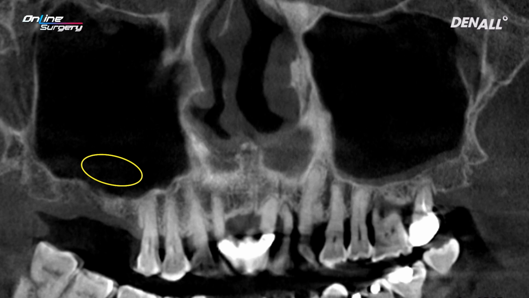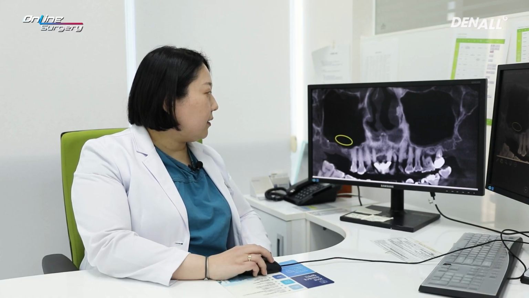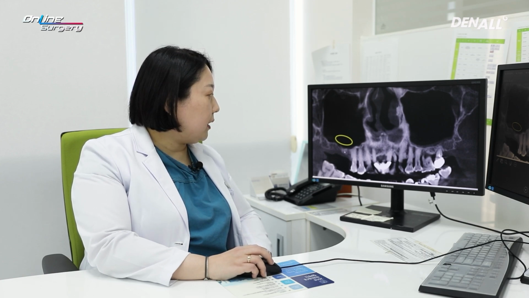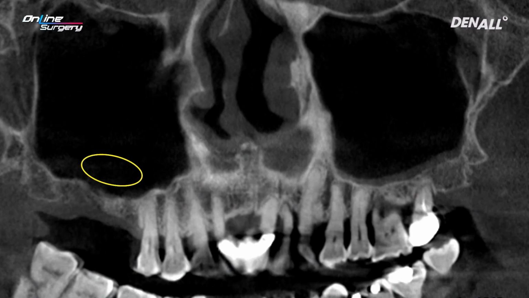Through the CT, patient's alveolar bone condition was confirmed. At the site of 16 and 17, teeth were lost. Due to the pneumatization in the maxillary sinus, the available alveolar bone height is expected to be very restricted. Sinus floor came down here. Available bone height would be approximately 3 to 4 and 4 to 5 millimeters.